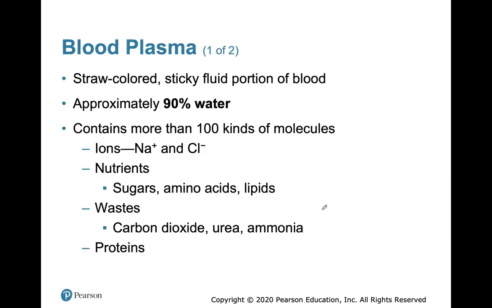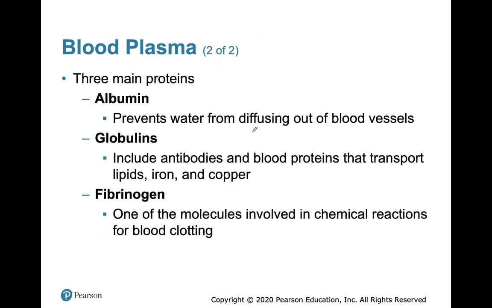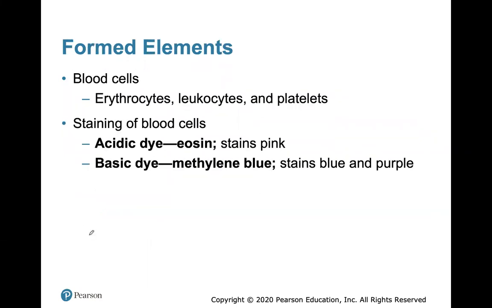So plasma is at the top. It's straw-colored, sticky. It's about 90% water, but it contains a lot of other molecules, ions, nutrients, wastes, and proteins. These are the three main proteins in blood plasma. I won't ask you guys too many questions about those. And then the formed elements, again, are erythrocytes, leukocytes, and platelets.